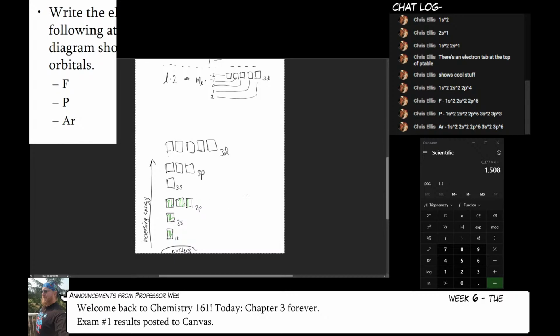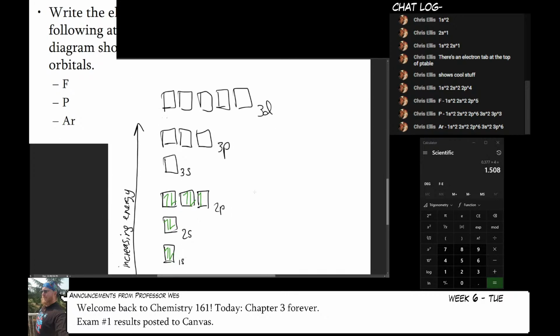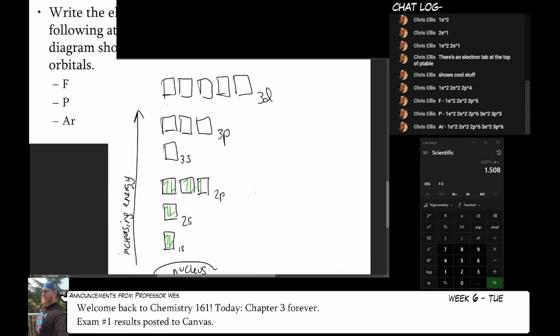Now, whichever one has your unpaired electron in it doesn't matter. Convention is to just go left to right, but they're all degenerate orbitals in the 2p subshell, so we don't really care. I'm just going to work left to right because that's what I've done. So there's fluorine. Phosphorus has 15 electrons, so we need to go 10, 11, 12, 13, 14, 15. That would be phosphorus. And then argon has 18 electrons, so we'll go 16, 17, 18. And that's what argon's electron diagram would look like.